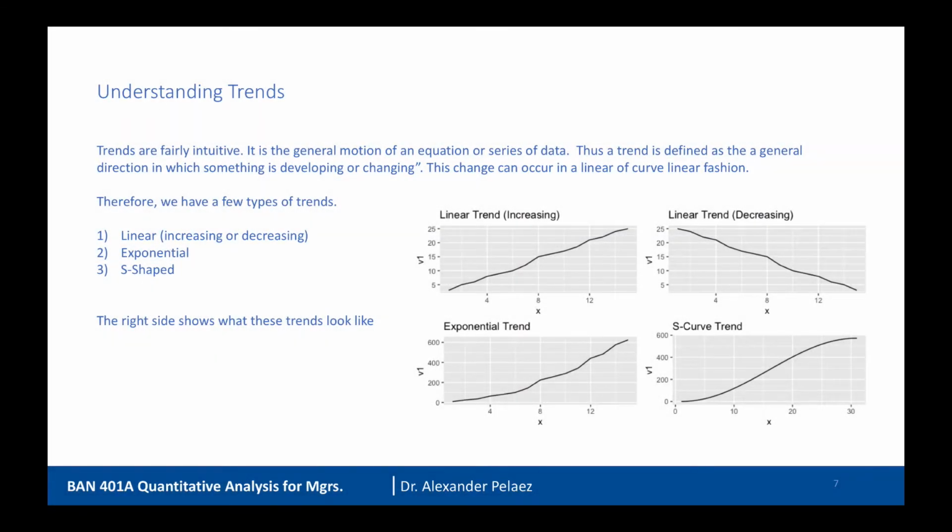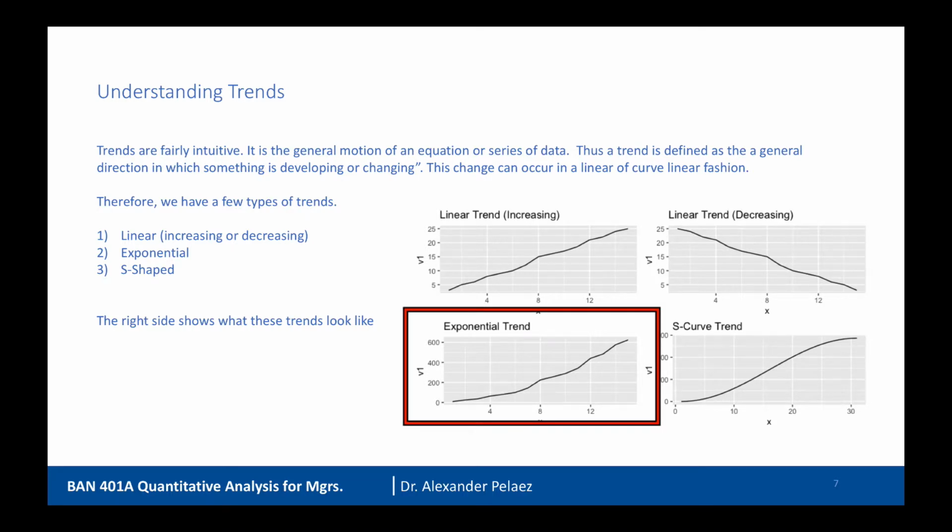So looking at trends is fairly intuitive. If we look at a graph, we can clearly see when a trend increases or decreases. Some of the other curves we can see clearly, but they're not necessarily easy to interpret. So take an exponential trend, where it begins to curve. So this is a curved linear relationship.